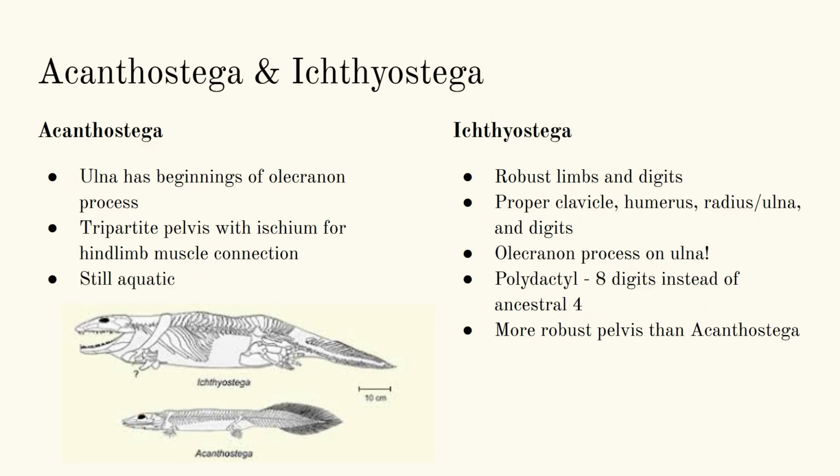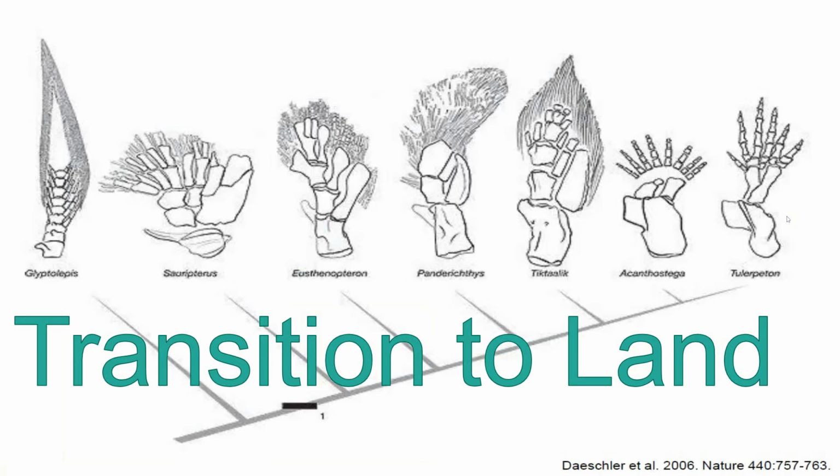Ichthyostega does have a proper clavicle, humerus, radius, and ulna, and then also, again, digits. There is an olecranon process on the ulna. It is polydactyl, so it has 8 digits instead of the ancestral 4, and a very robust pelvis. You can look at the image there and see how big that pelvis is in relation to the rest of the body, versus Acanthostega with a hardly noticeable pelvis at all.